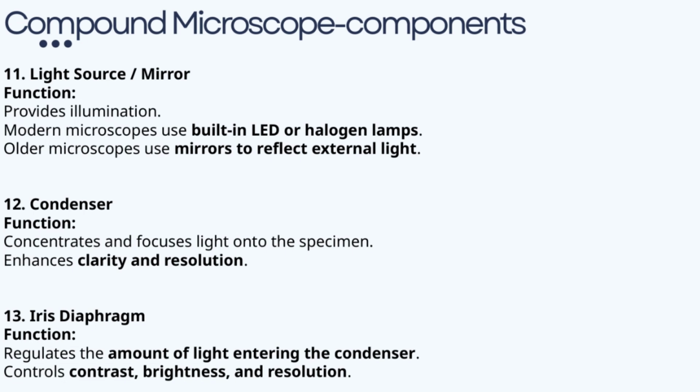Finally, the iris diaphragm controls how much light enters the condenser. By adjusting this diaphragm, you can regulate the brightness, contrast, and even influence the resolution of your image. It's like fine-tuning the lighting in a photograph to get the perfect shot. When used correctly, the iris diaphragm helps you achieve optimal viewing conditions, making your observations more accurate and detailed.